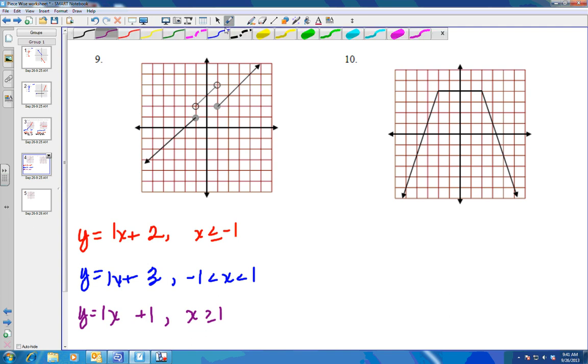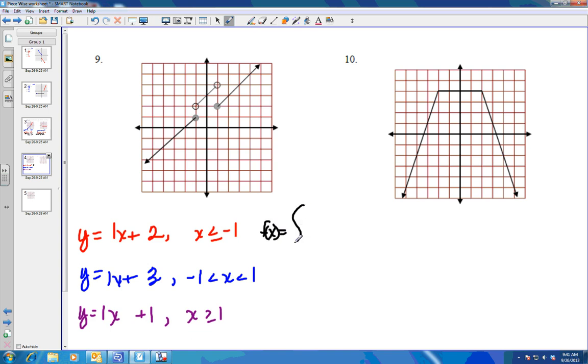Now, how I would write this to clean it up, we're going to say f of x equals x plus 2, where x is less than or equal to negative 1, x plus 3, where x is between negative 1 and 1, and x plus 1, where x is greater than or equal to 1. That's number 9. I'm going to give you a second to write that down because I'm going to erase this so we can do number 10.